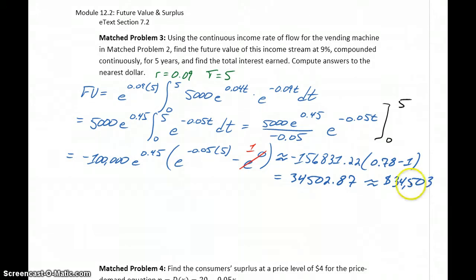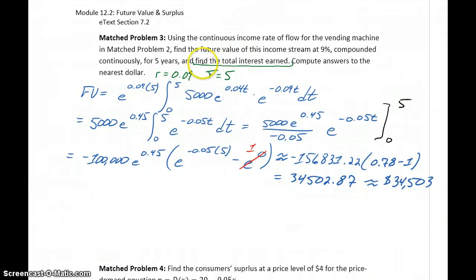So this is our future value of this continuous income stream. So this includes the amount that we actually earned as a result of that income stream plus the interest. And then our last question here is asking us to find the total interest earned. So this is actually going to take not really a trick, but it's going to require some information that comes from example 1 or example 2 that was worked in the book.